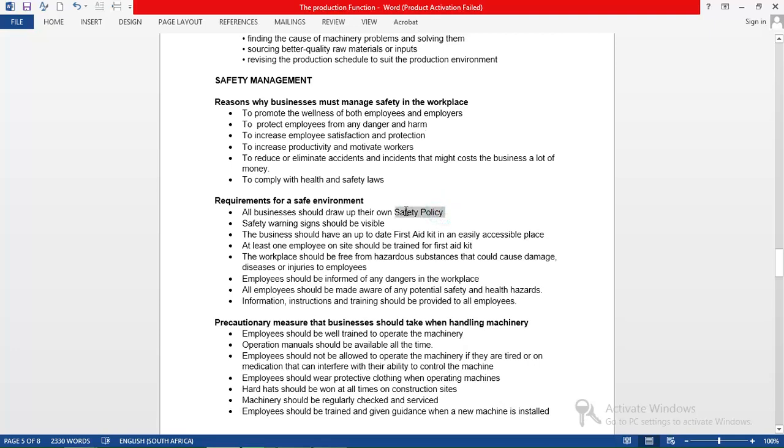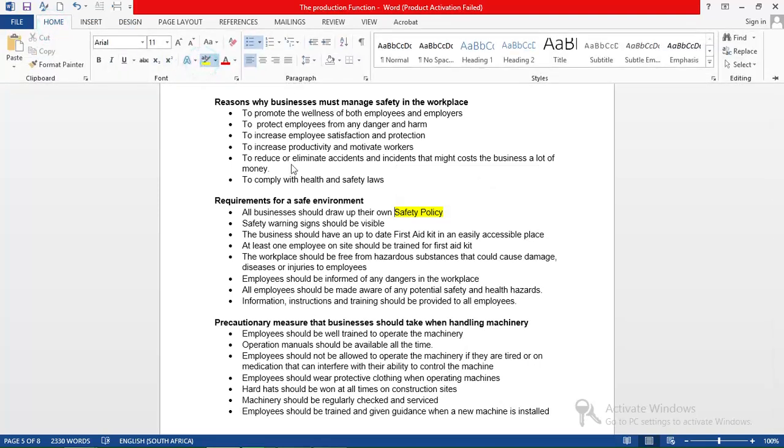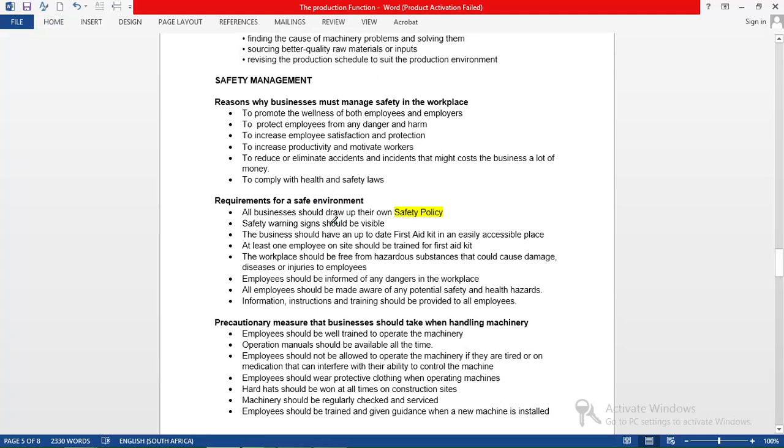There should be a safety policy. It's very important. That's the first thing that is very important there, safety policy, right? So it's a very big requirement for a safe environment. There should be a policy, and we'll talk about what should be in the policy later on, right?